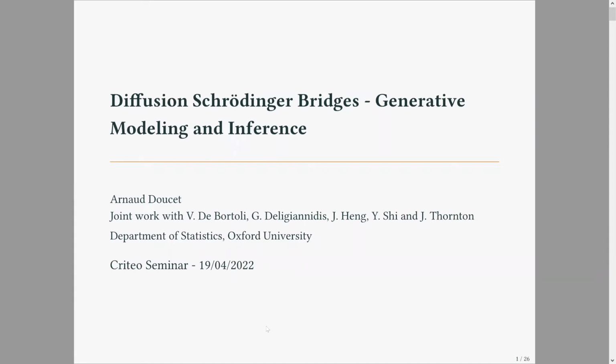Okay, thank you very much for the invitation. So today I will be talking about diffusion Schrodinger bridge. So essentially, it's about a novel class of generative model, which is an extension of the so-called denoising diffusion models. And I will show how they can be extended beyond generative modeling to do essentially posterior simulation or approximate Bayesian computation more exactly.